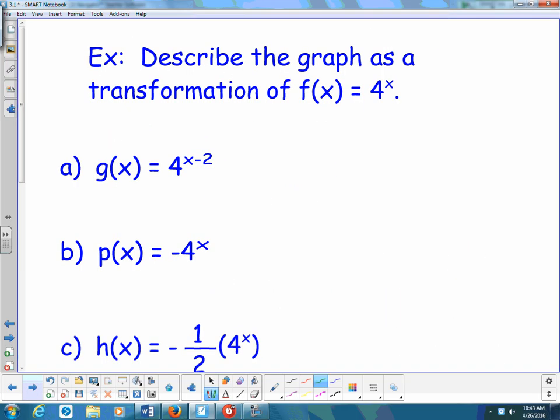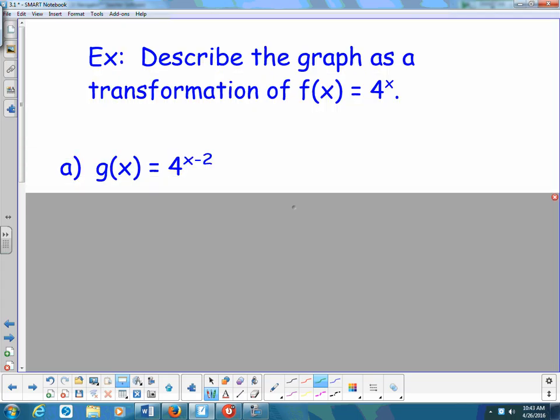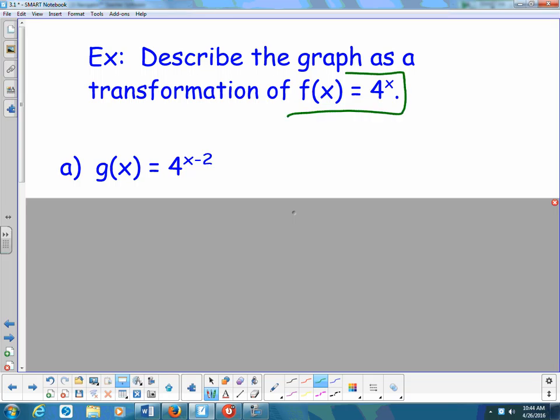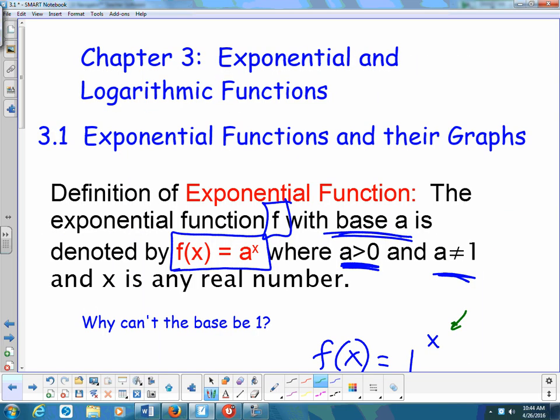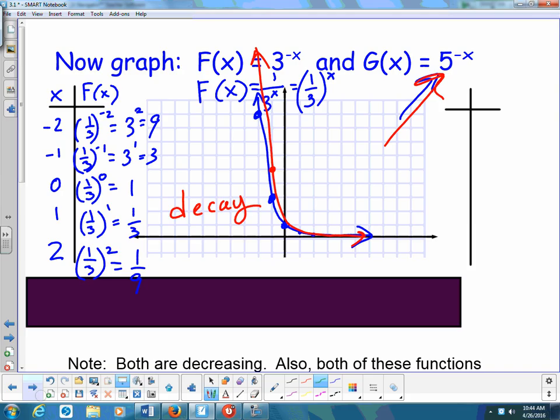All right, so let's take a look at this. We are going to describe the graph as a transformation of a parent function, f of x equaling 4 to the x. So if this is our parent function, and we know what this looks like, f of x equaling 4 to the x is going to look very similar to these graphs. As a matter of fact, it's going to be something right in between, right? It's going to go right through (1, 4), and so on. So it's going to be an exponential growth function.